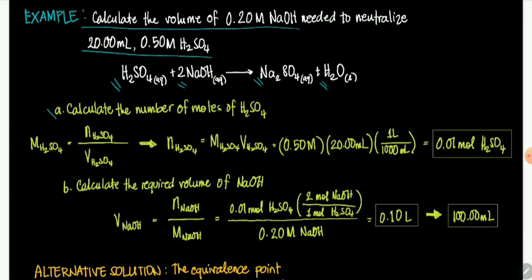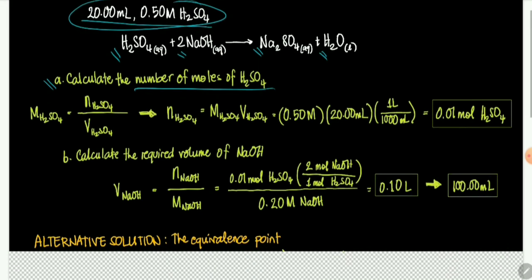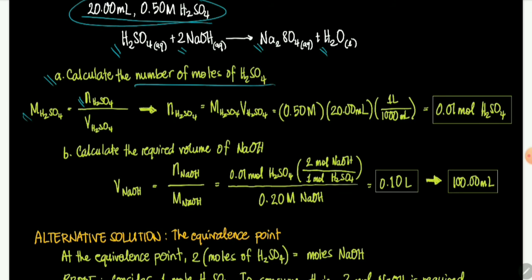Okay? So for the first step, since given yung volume and concentration of sulfuric acid, okay, calculate the number of moles of sulfuric acid. So the molarity is equal to the number of moles of sulfuric acid over its volume. So makuha nyo yung number of moles equals just sa molarity times the volume of the sulfuric acid solution. So that's 0.5 molar times yung 20 ml converted to liters. Makuha nyo ay 0.01 moles of sulfuric acid.